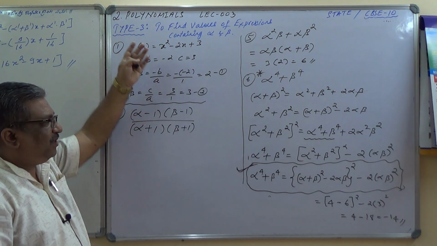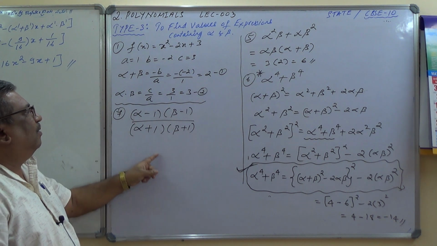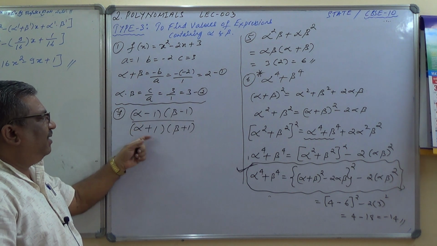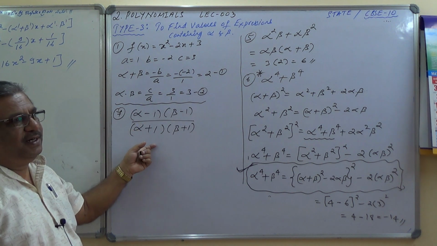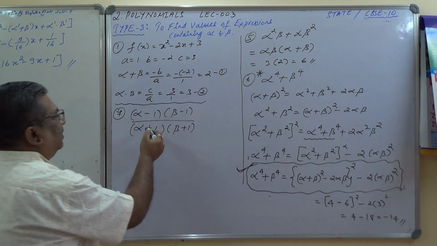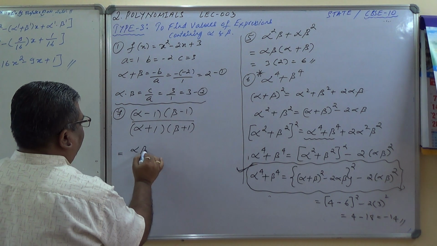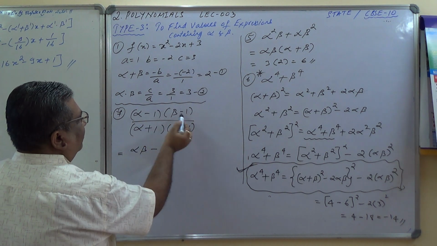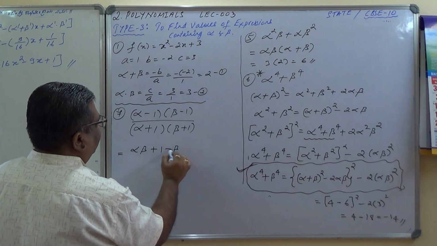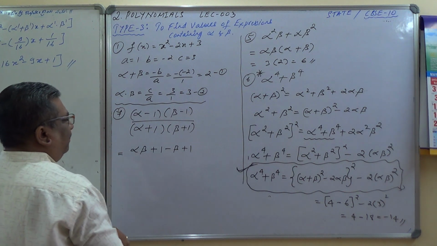See, for the same equation I am solving all these things. I hope you are understanding. Do you know alpha and beta? No, I know only sum and product. Therefore this given expression should be converted in terms of sum of zeros and product of zeros. How are we able to do that? Let's see here.